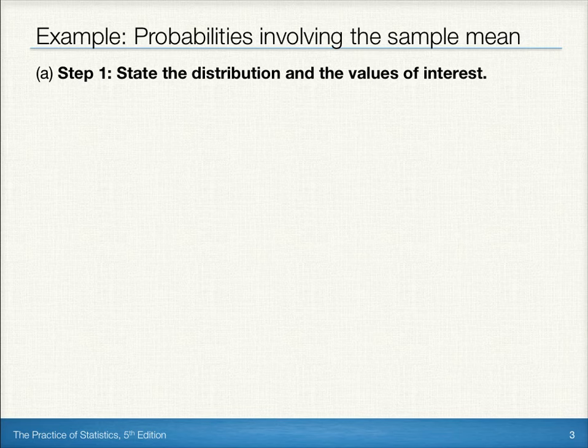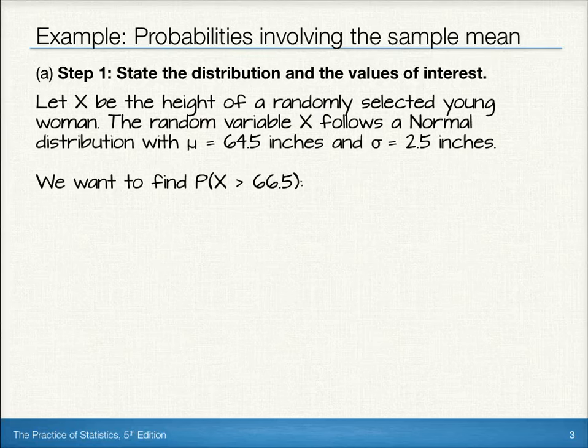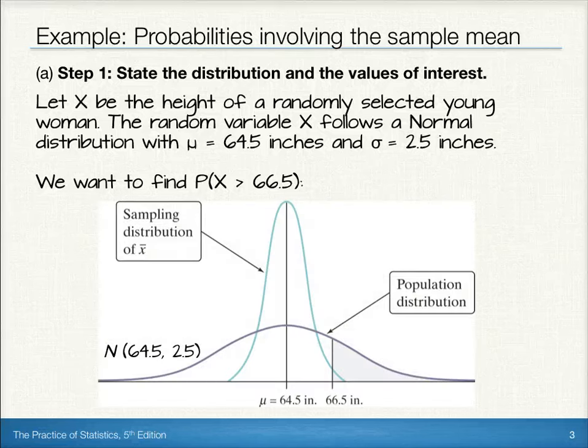So recall, when we're solving these problems, we want to perform three steps. Step one is to state our distribution and the values of interest. Let x be the height of a randomly selected young woman. This random variable follows a normal distribution with a mean of 64.5 inches and a standard deviation of 2.5 inches. We want to find the probability that x is greater than 66.5 inches.